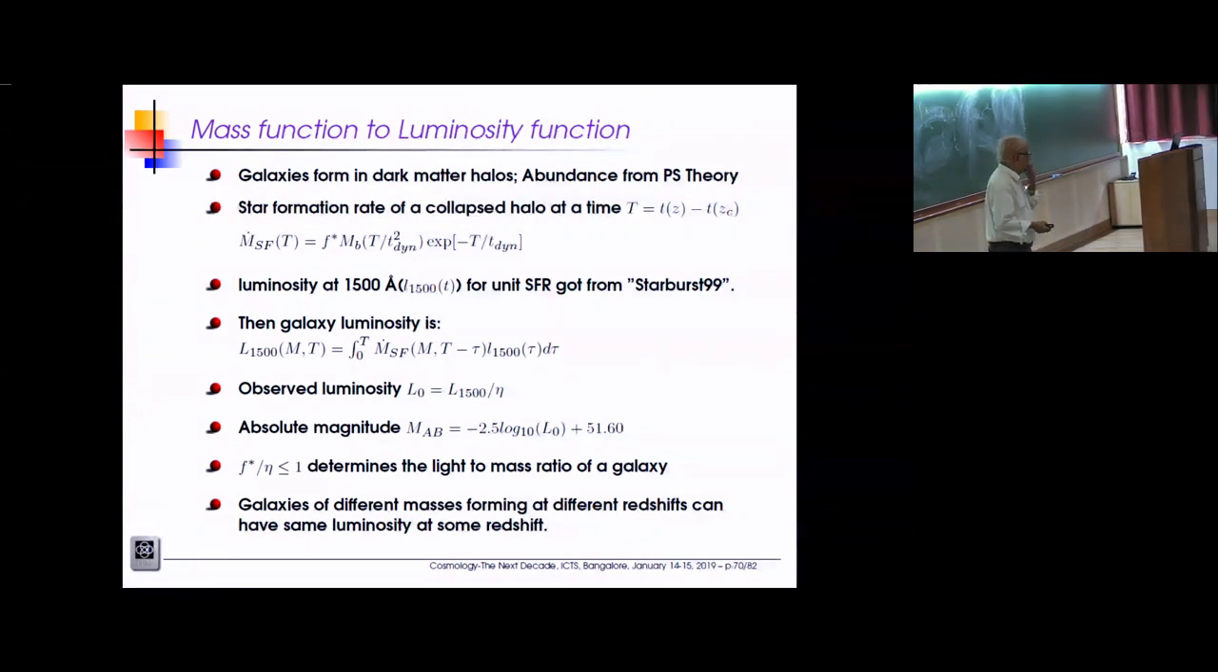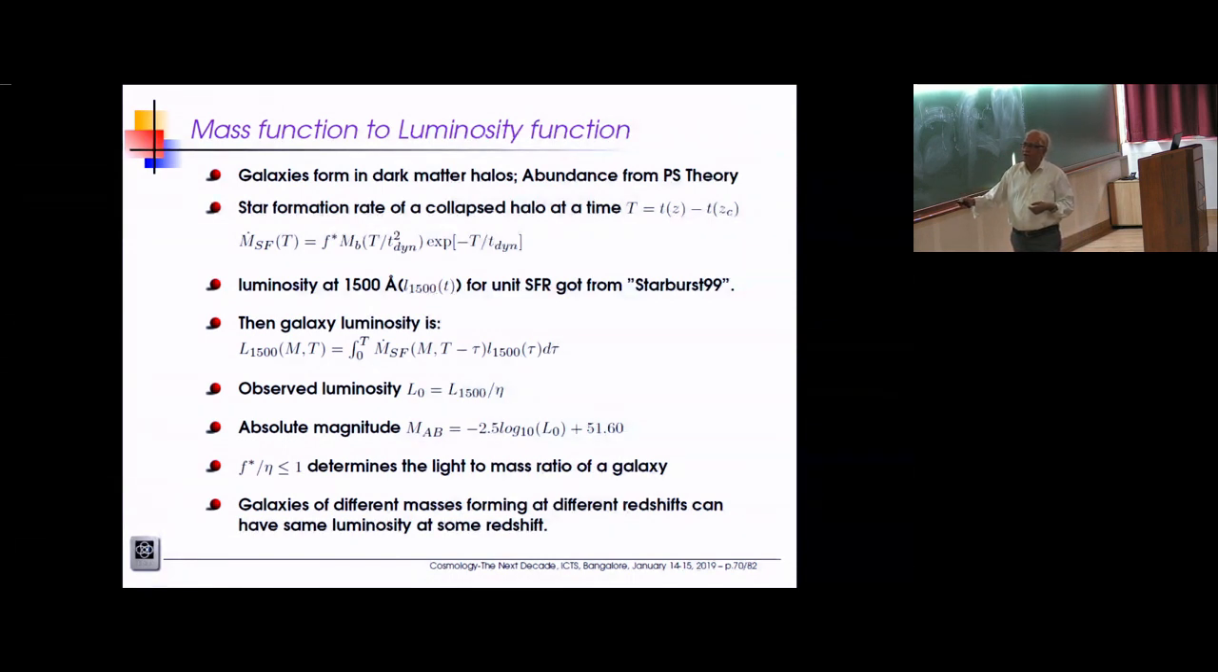This is the one which we use, where you can actually give what IMF you want to assume, what mode of star formation you want to assume, and you'll get a whole bunch of time evolution of the luminosity at various wavelengths. And you can do this convolution if you have this model. And then you need observed luminosity. It need not be this, because there's always dust extinction which you do not know. So that's also a parameter. So there is one parameter, which is this F star by eta.